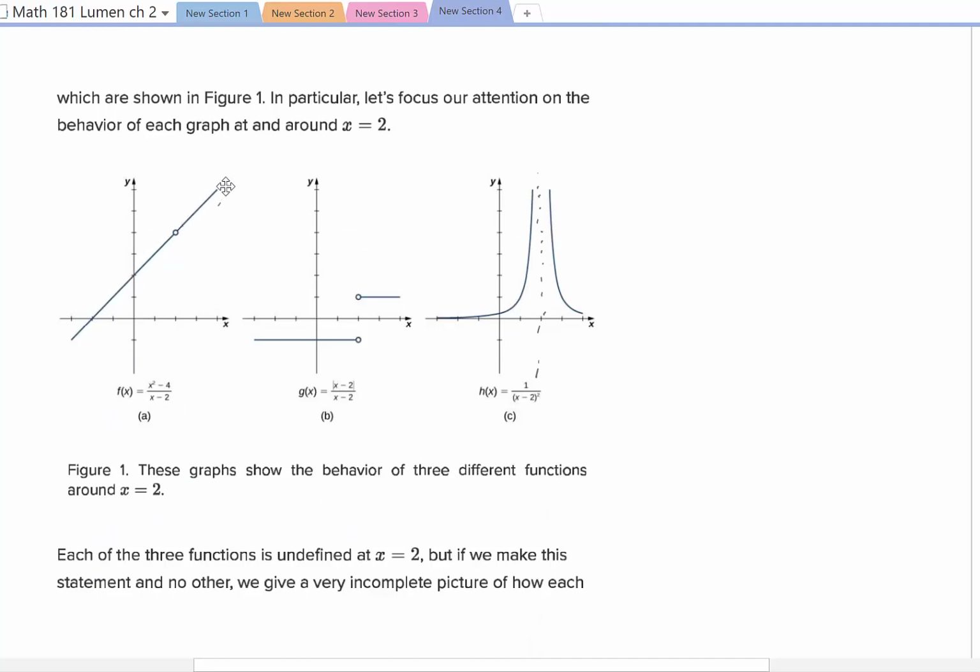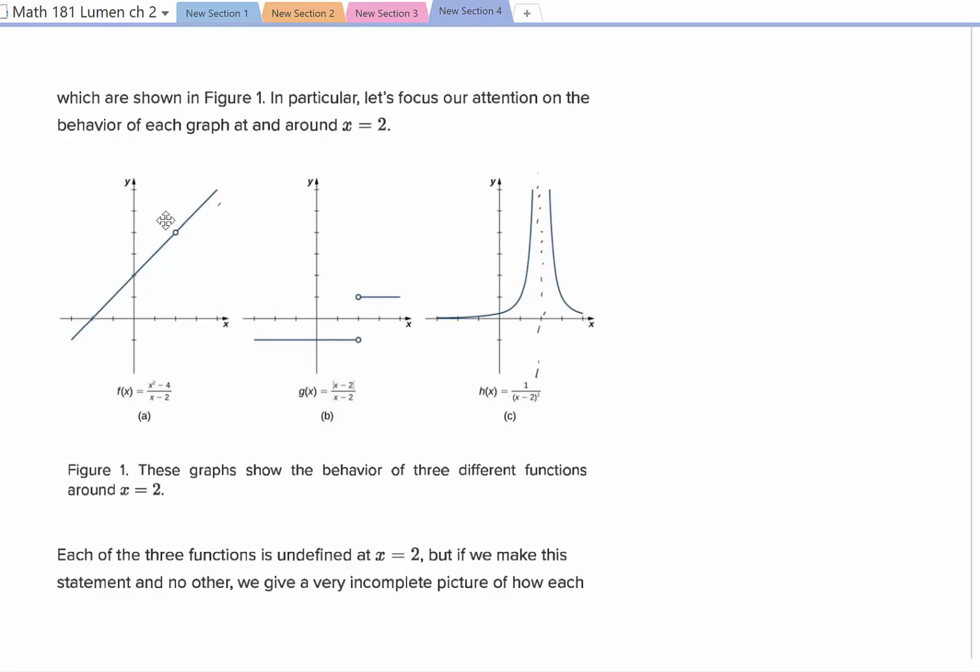So this one, it's not defined there. You could factor it out, if you remember from your pre-calculus days. This one, g of x equals absolute value of x minus 2 over x minus 2, is equal to -1 until you get to 2 where it's not defined. Then after 2, it's equal to +1. And then we have this 1 over x minus 2 squared, and this would have a vertical asymptote at x equals 2.